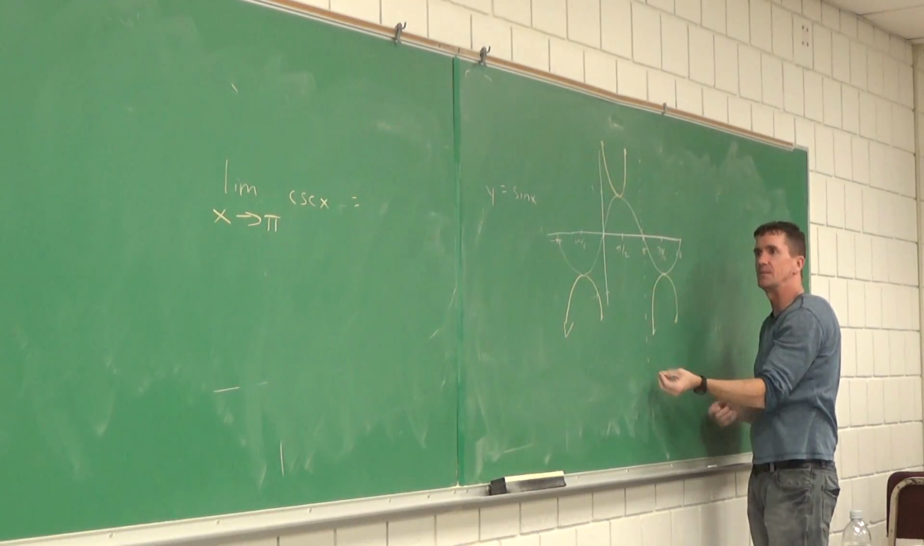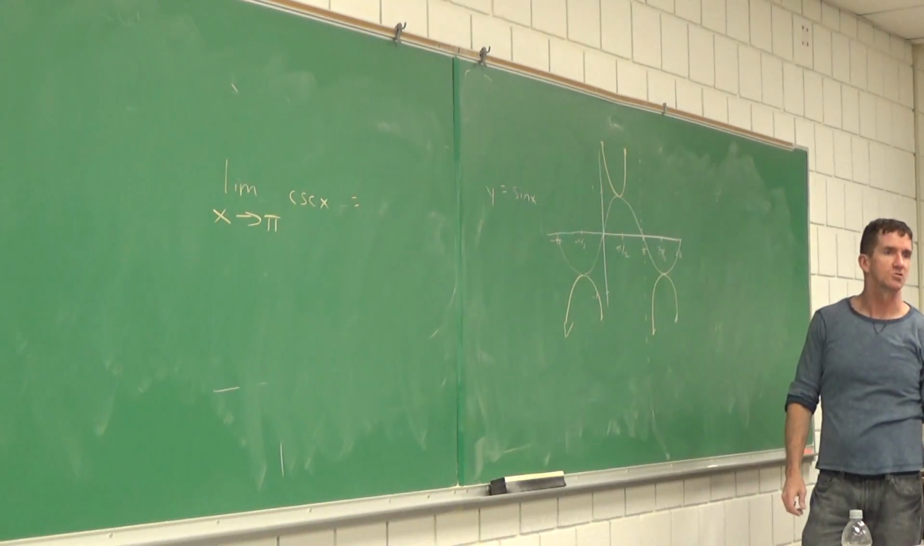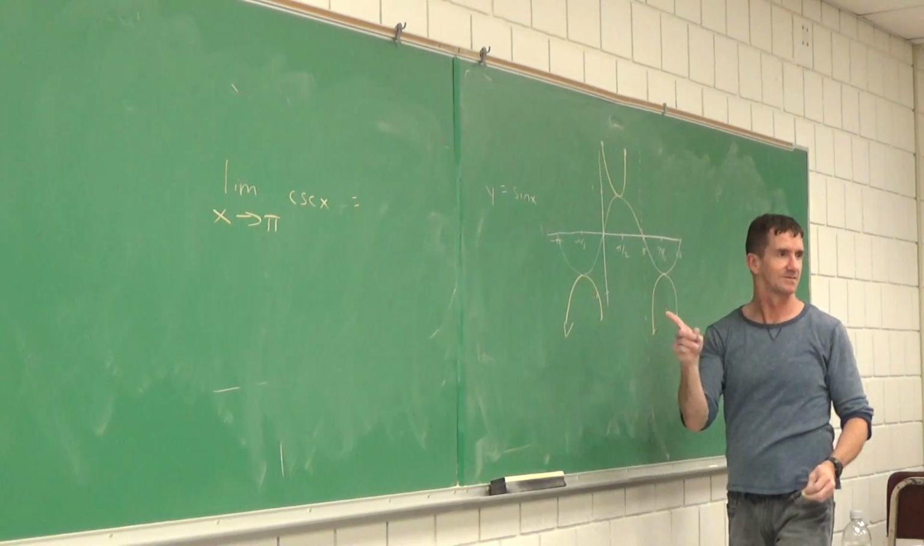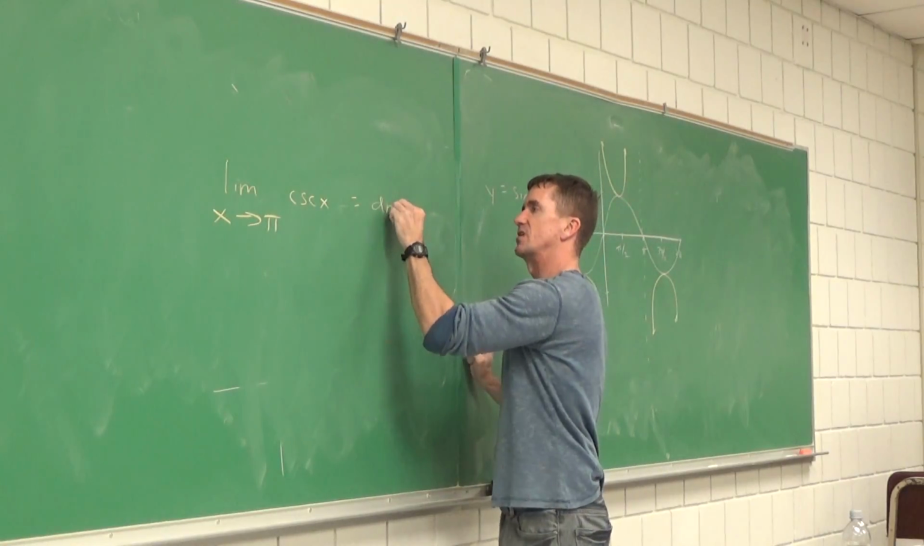But now I made the graph. What's the limit as x approaches pi from both sides? From both sides. Doesn't exist. Very good. But I think I should give you two of these, so here's my next one.